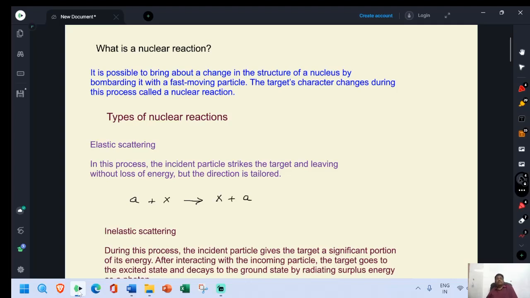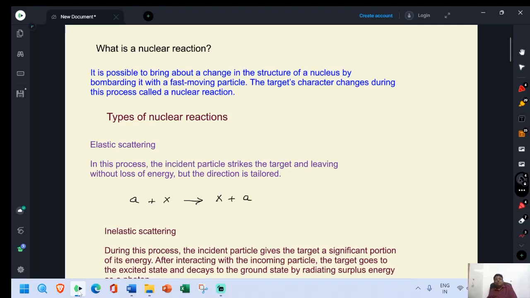In this presentation, we have to talk about types of nuclear reactions. We should know the definition of the term nuclear reaction. Suppose a target is bombarded by an incoming particle of sufficient energy. The character of the target is completely changed because the incoming particle contributes some amount of its energy to the target. Now read out the statement.